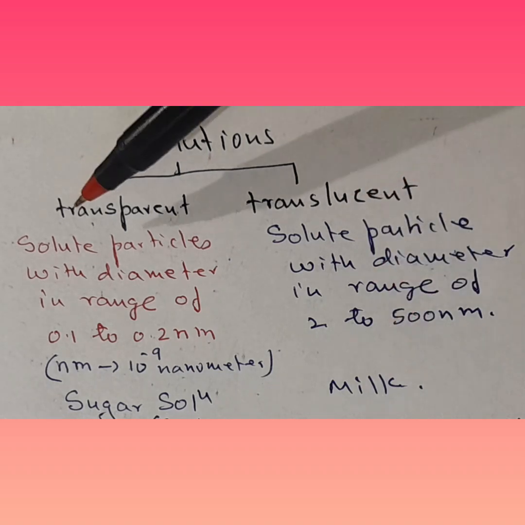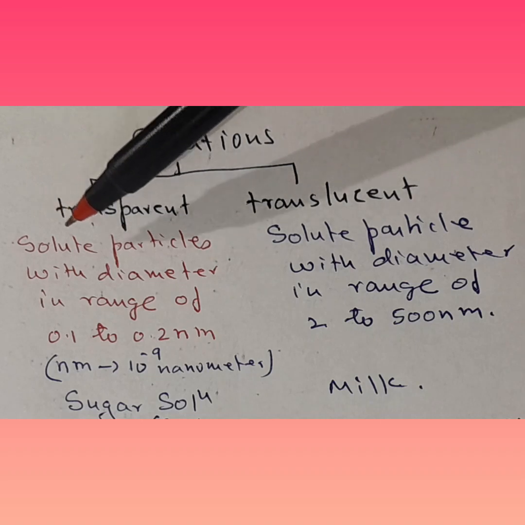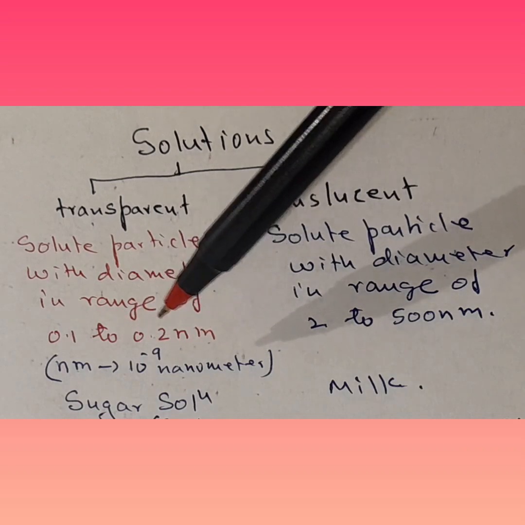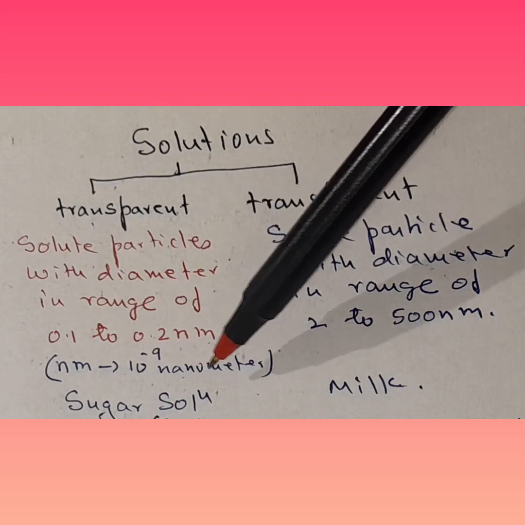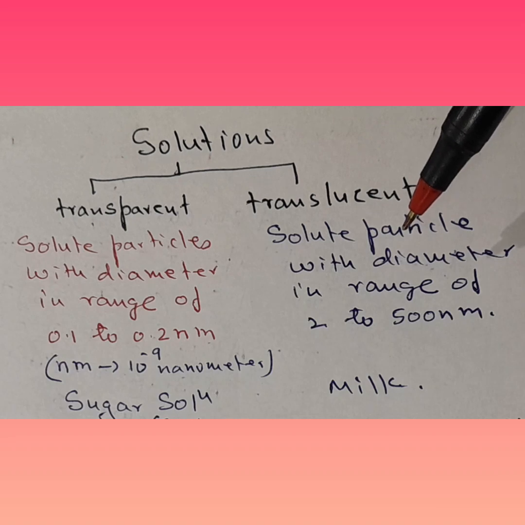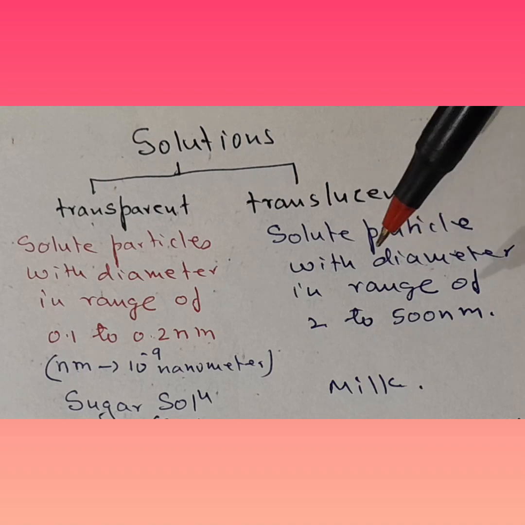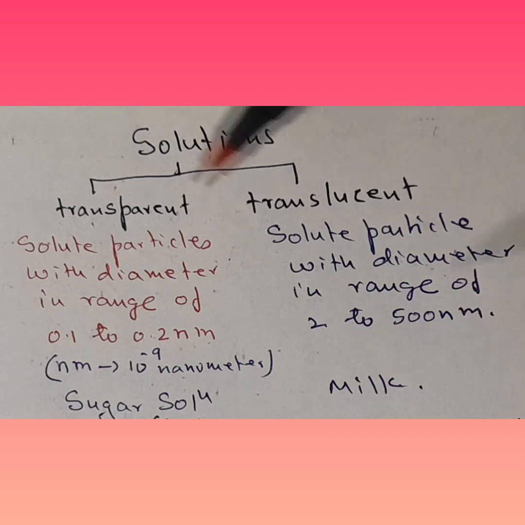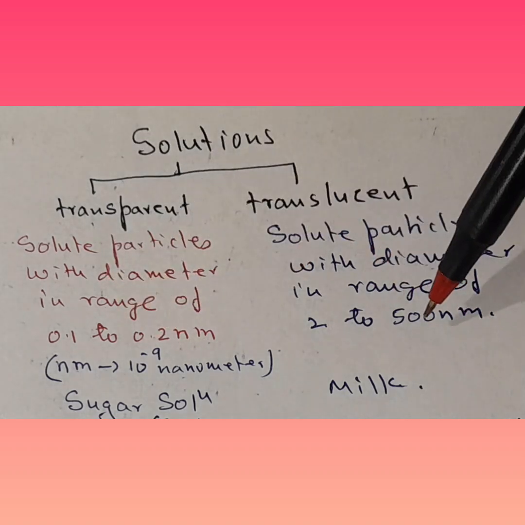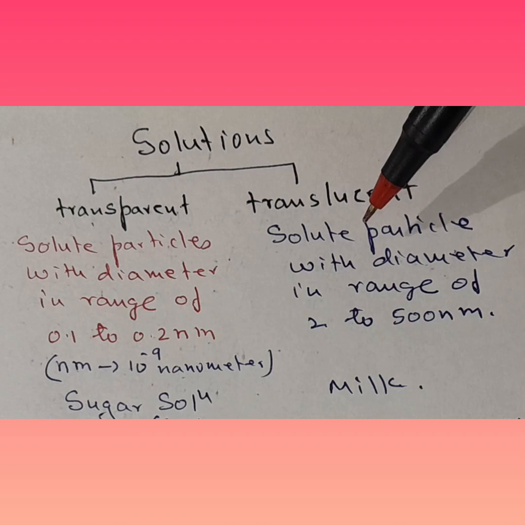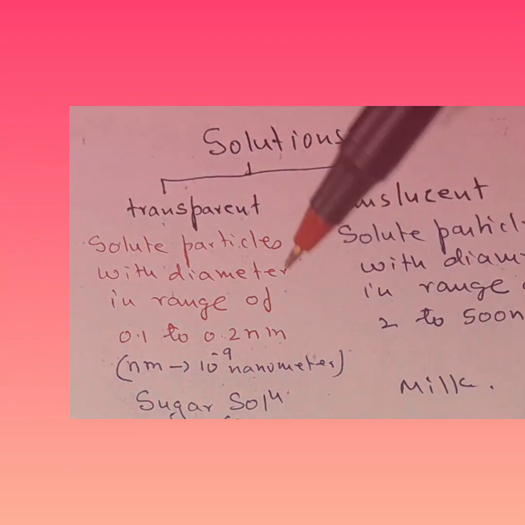Why is it so? Transparent solutions have solute particles with diameter in the range of 0.1 to 0.2 nm. nm is 10 raised to minus 9 meter. Alright. What about translucent? What about milk? In case of translucent solutions, solute particles with diameter in the range of 2 to 500 nm exist. So that's the main difference. It's the particle size which is important for making a solution transparent or translucent. Now let's move to part B.